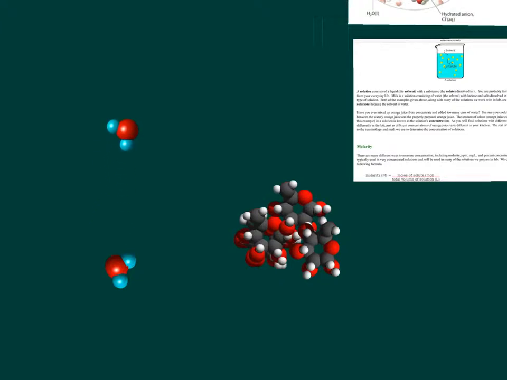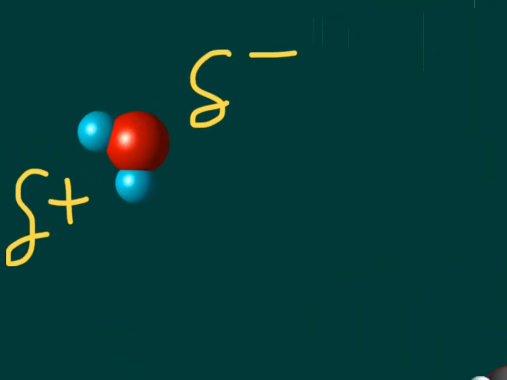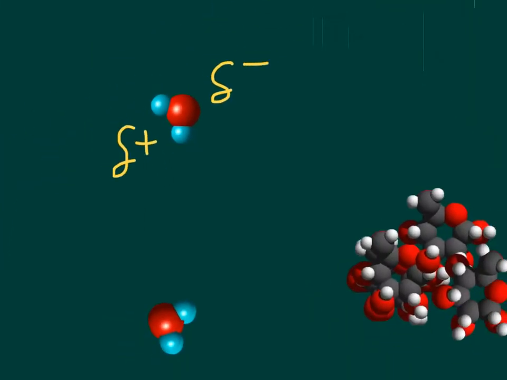And I want to remind you that we've got a partially negative side with oxygen that is very electronegative. We have a partially positive side on the hydrogens because they have a very weak electronegativity, which means that they do not get to hold on to those electrons very well. And then also, there are things called covalent bonds and hydrogen bonds, and they are not the same thing.